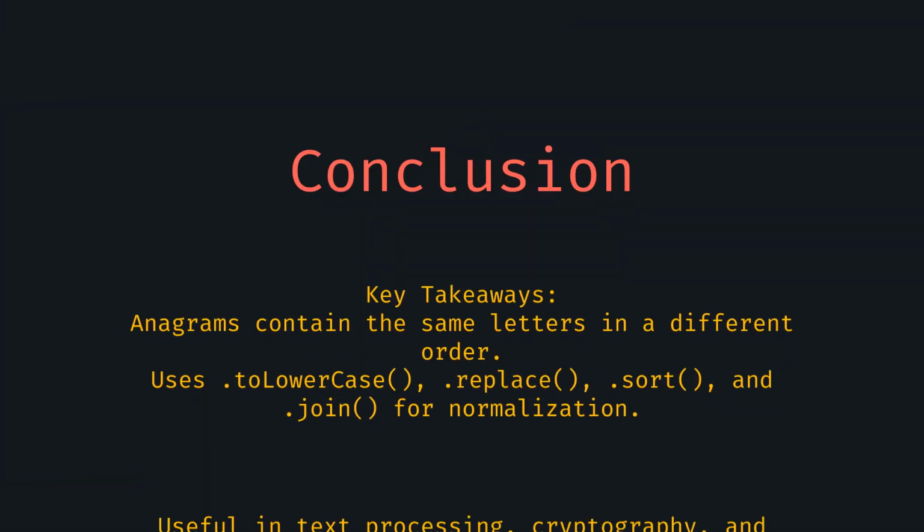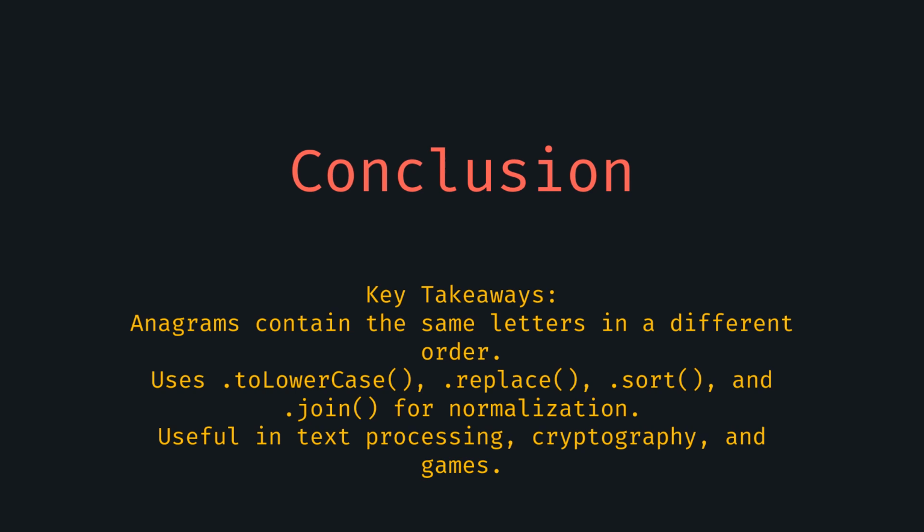This wraps up our lesson. We've learned how to detect anagrams using JavaScript by normalizing and sorting words. This method is efficient and widely used in text processing and word-related applications. Try testing it with different phrases.